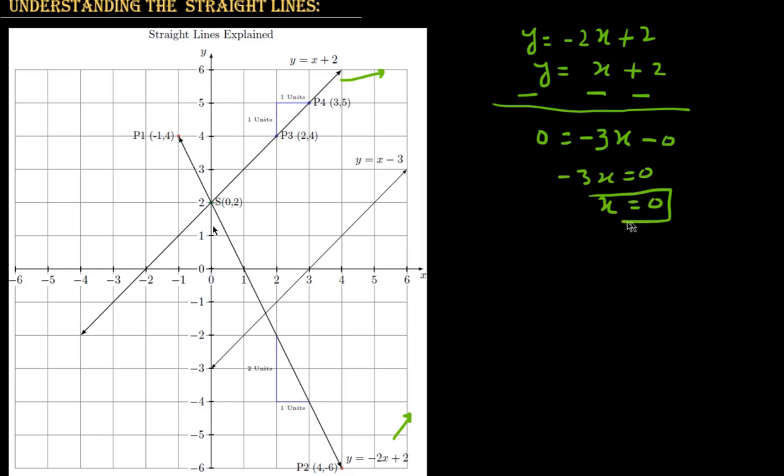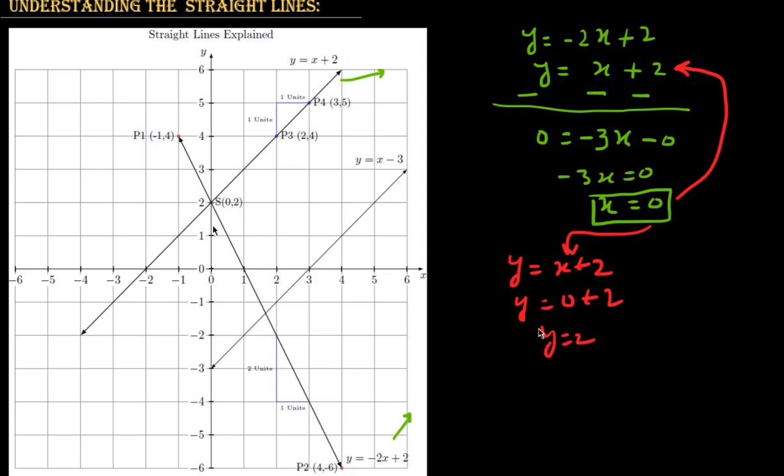0. Okay, now put x equals 0 into any of these equations. For example, I put it in this one, the original equation. So y equals x plus 2, I put 0 here, so y equals 0 plus 2, y equals 2. So if we were solving these two linear equations, what was our solution? Our solution would be 0, 2: 0 is the value of x, 2 is the value of y.